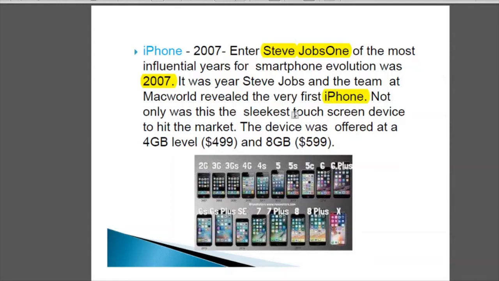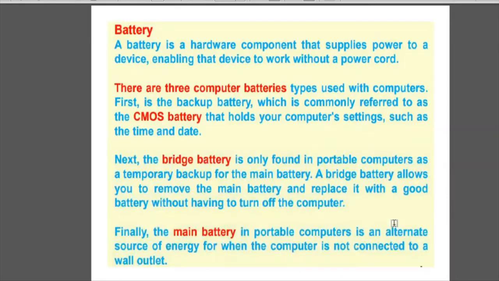Not only was this the sleekest touchscreen device to hit the market, the device was offered at 4 GB and 8 GB. This was the highest memory provided at that time in any smartphone. So you can see how smartphones have evolved with time. We even have a model above X, which is not here, but you are all tech savvy people and you better know technology, right?